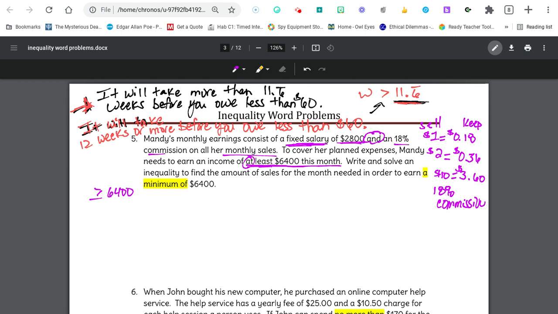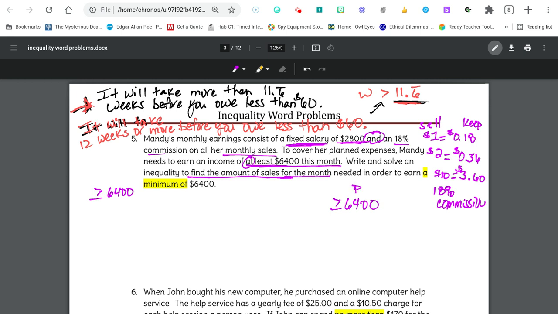Write and solve an inequality to find the amount of sales. Basically, how much merchandise? What's the price on the amount of merchandise she needs to sell for the month in order to have a minimum of $6,400? So you have to earn that much.